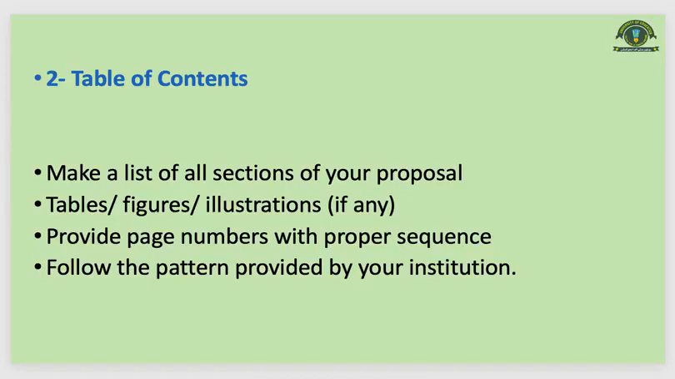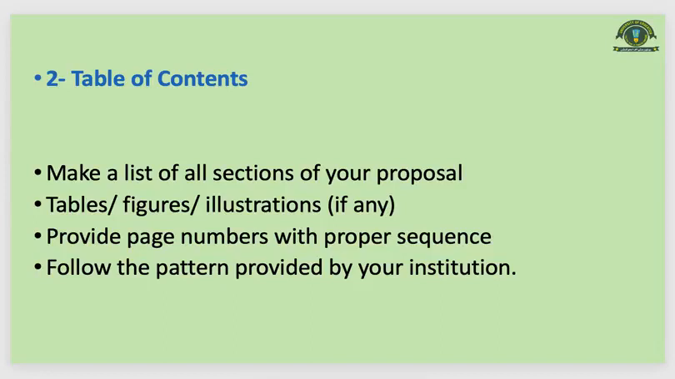But in general, the table of contents includes the list of the names of the topics of all the different segments and chapters that you're going to talk about in that document, and they are followed by the page numbers on which those particular topics are present inside the document. So you need to make a list of all sections of your proposal, write down a list of tables, figures, illustrations if there are any, provide the page numbers with proper sequence, and follow the pattern provided by the institution.